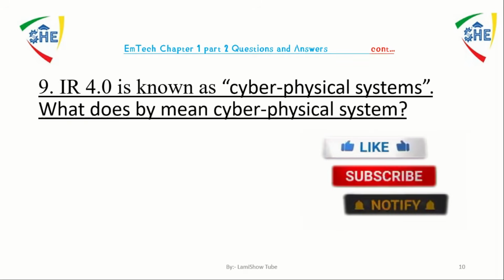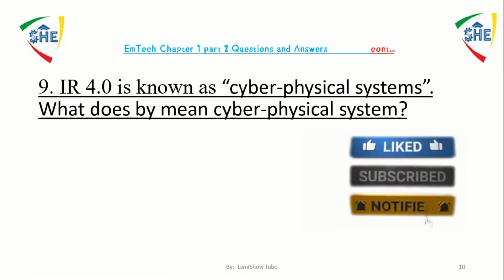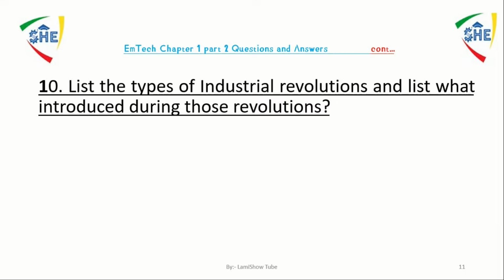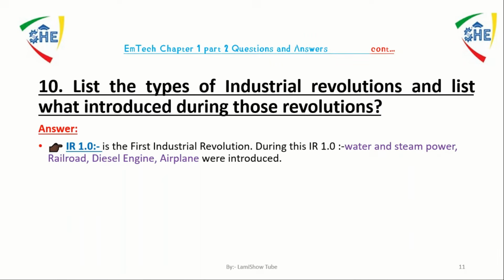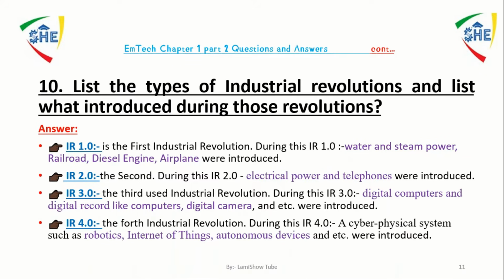Question number 9. Industrial Revolution 4.0 is known as cyber physical system. What do we mean by cyber physical system? Here is the answer. Question number 10. List the types of industrial revolution and list what was introduced during those industrial revolutions. So here are types of industrial revolution with their inventions.